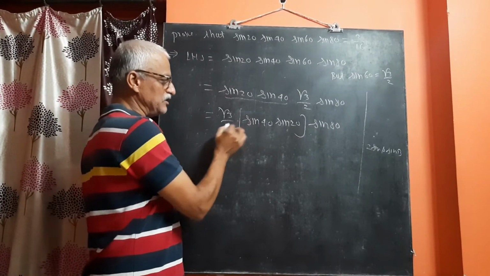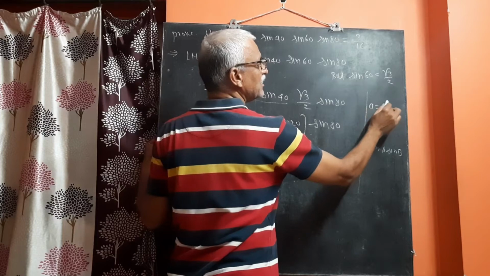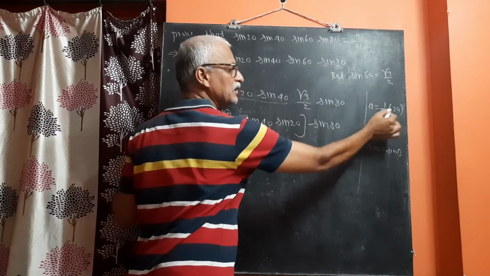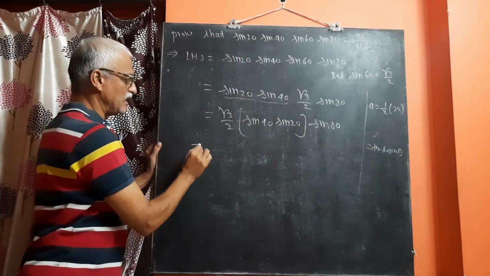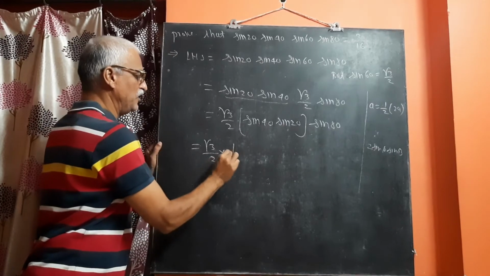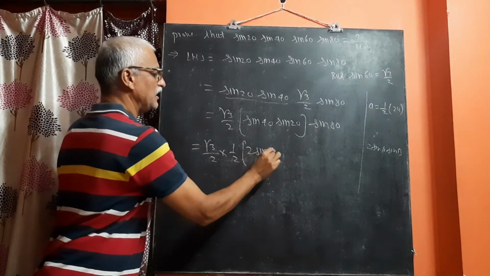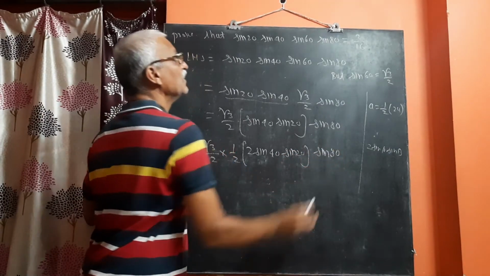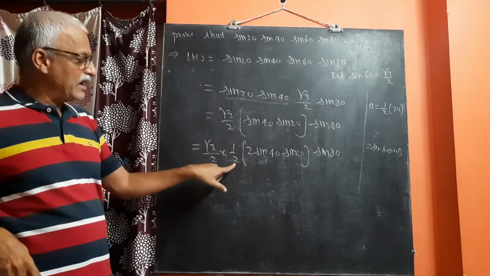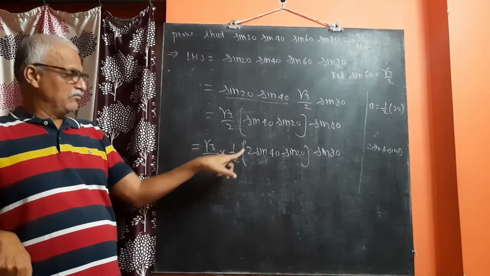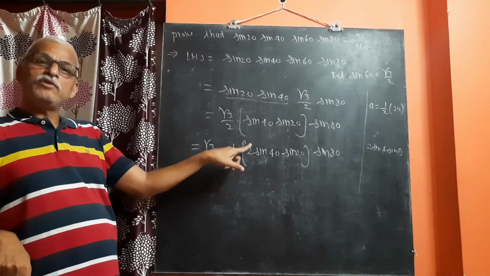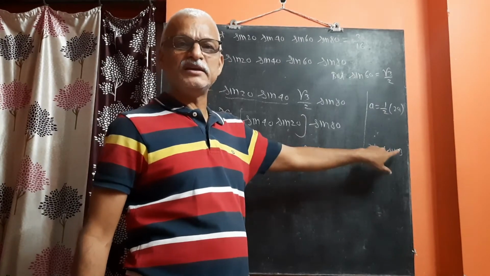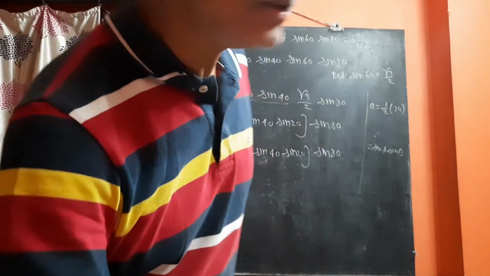So here, we know that A can be written as half into 2A. Using this concept, this can be written as root 3 by 2 into 1 by 2 into 2 sin 40 into sin 20 into sin 80. Or we can say multiplying by 2 and dividing by 2, that is the simplest way. Why have we multiplied by 2? Because our formula is 2 sin A sin B. The coefficient of sin A sin B is 2.